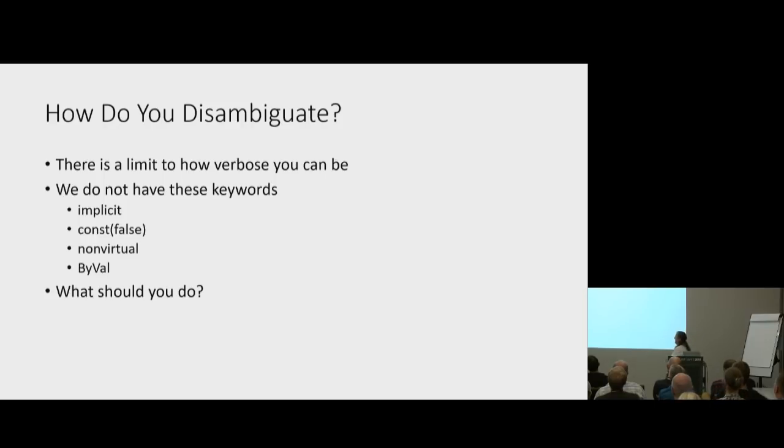However, we do not have implicit. We do not have const at false. We do not have non-virtual, and in a nod to the Visual Basic heritage, we do not have ByVal. Right? So when you take a Foo versus taking a Foo ref, we don't have this like, danger, danger, I'm doing this. We don't have these keywords.